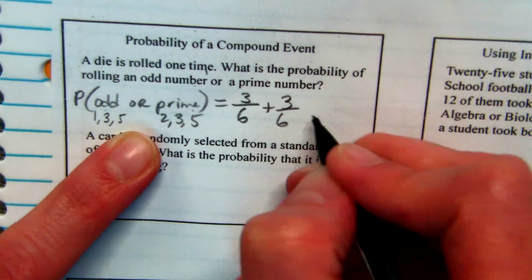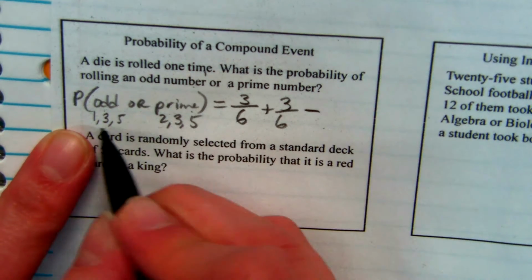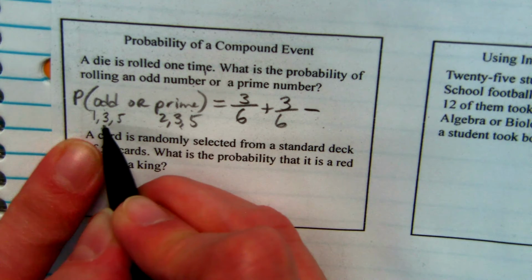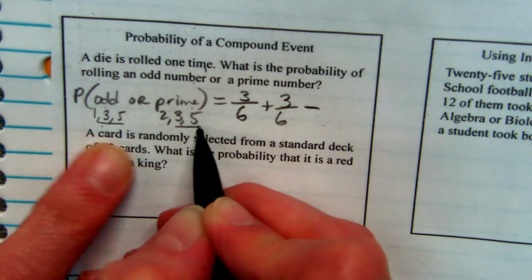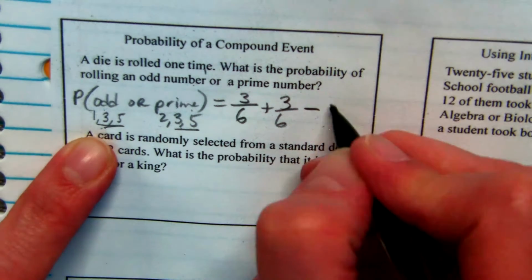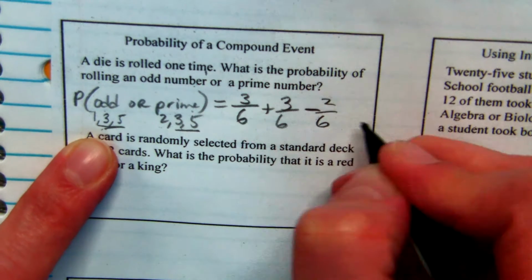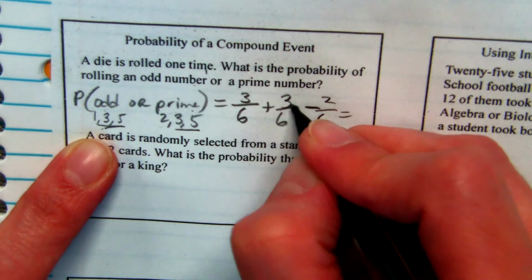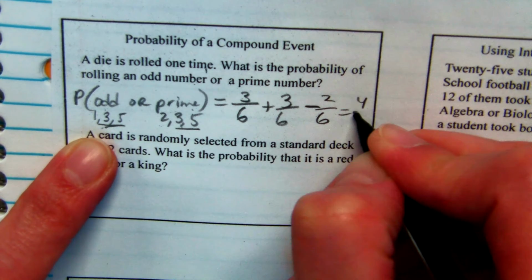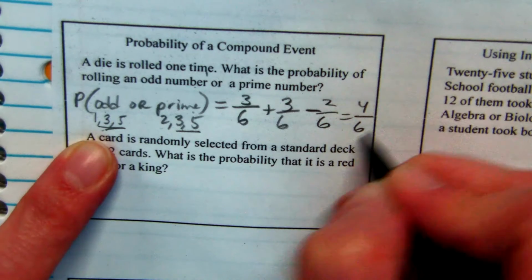But then we have to subtract the numbers that are getting counted twice. So 3 and 5 are on both of those. So we're going to subtract 2/6. We end up with, so 3 plus 3 is 6 minus 2, and so we get 4 out of 6, which is 2/3.